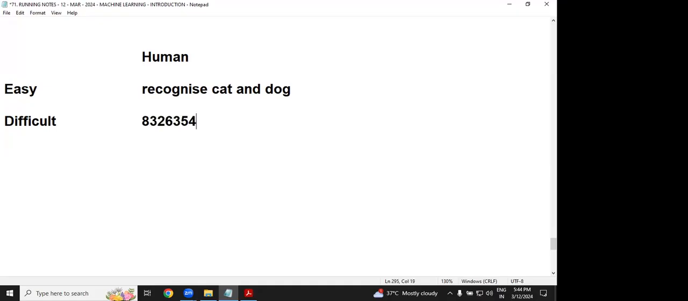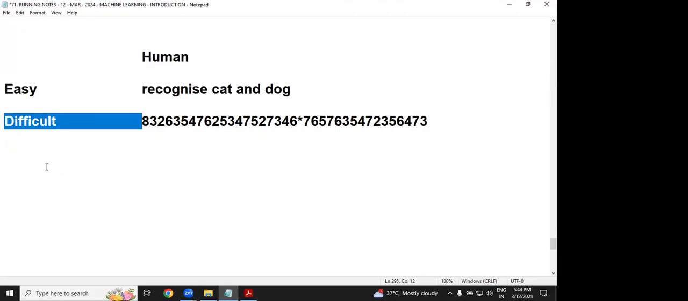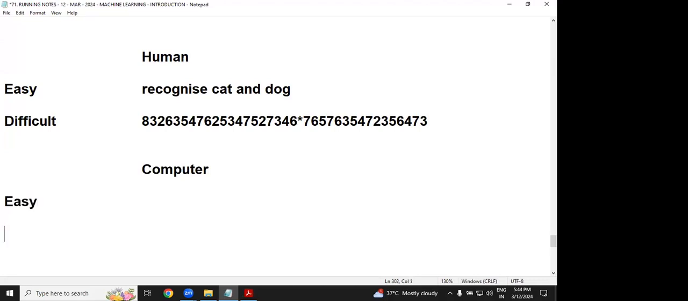Let me tell you. Can I say this is the difficult task? For a human being, this is the easiest task. Now let us take a computer. What is the easy task and what is the difficult task actually? The reverse way, exactly.